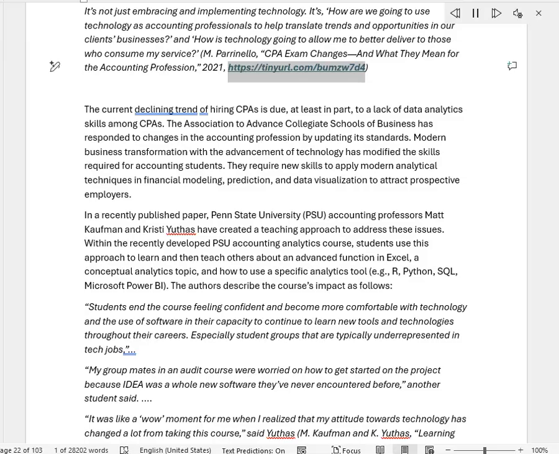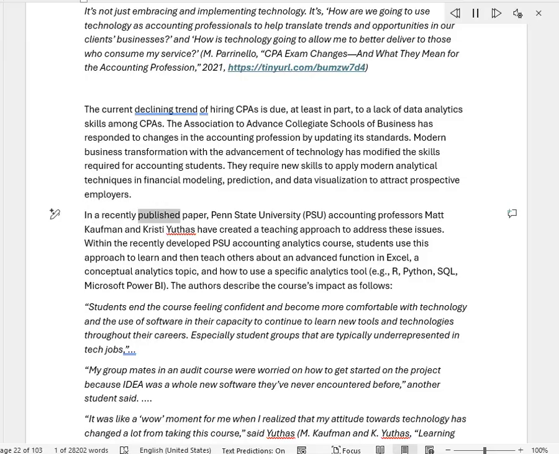The current declining trend of hiring CPAs is due, at least in part, to a lack of data analytics skills among CPAs. The Association to Advance Collegiate Schools of Business has responded to changes in the accounting profession by updating its standards. Modern business transformation with the advancement of technology has modified the skills required for accounting students. They require new skills to apply modern analytical techniques in financial modeling, prediction, and data visualization to attract prospective employers.